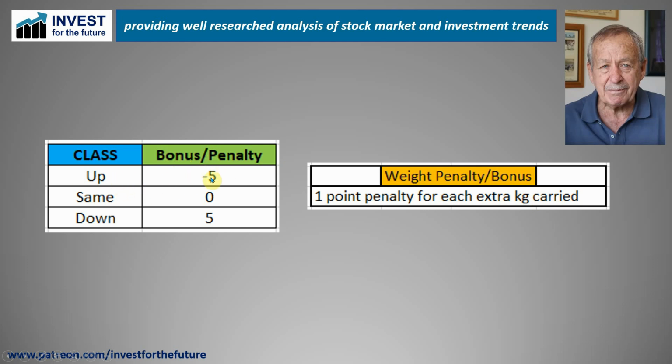And just reiterating that the bonus or penalty for class is basically 5 points. If you're up in class, you lose 5 points. If you're running in the same class, nothing happens. And if you're running down in class, then you get a bonus of 5 points.